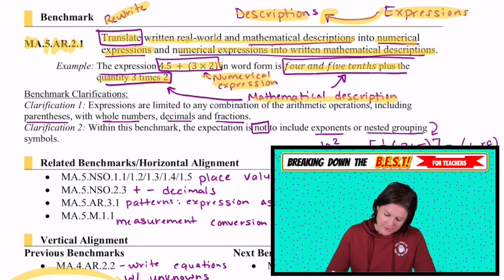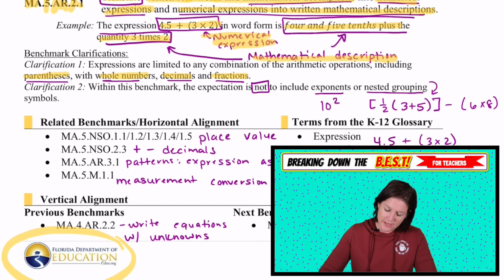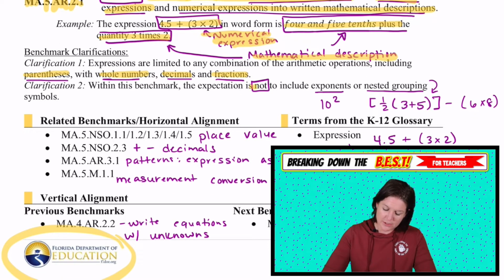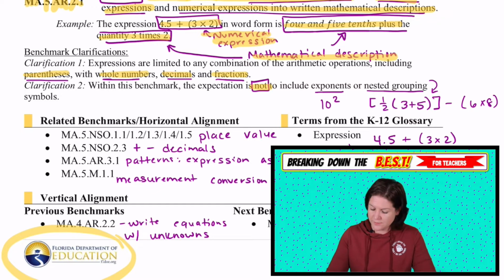Benchmark clarifications. We know that we're going to see some parentheses, whole numbers, decimals, and fractions. And it says within this benchmark, the expectation is not to include exponents or nested grouping. Exponents would be where you have this small little number right there. That means that you multiply your base that many times. This was something that we did in the Common Core standards that is no longer a part of the 5th grade standards. So no exponents. So when we get to PEMDAS, don't even worry about the E. You can put it there because eventually they'll see it in 6th grade.